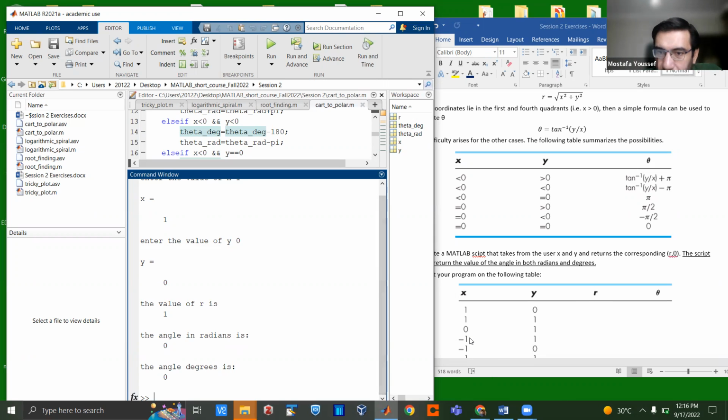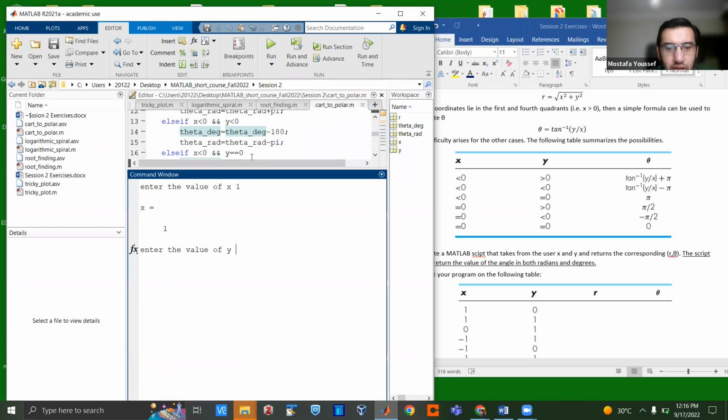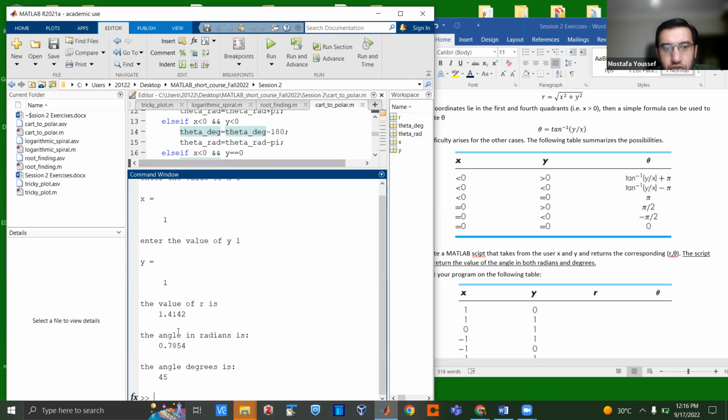Let's do, for example, the case when x is 1 and y is 1. Imagine it, x is 1, y is 1. This is going to be 45 degrees. So let's run this one more time. This is 1, and this is 1. So the radius is 1.4, and the angle in degrees is 45, and that's how it looks like in radians, pi over 4. Okay.